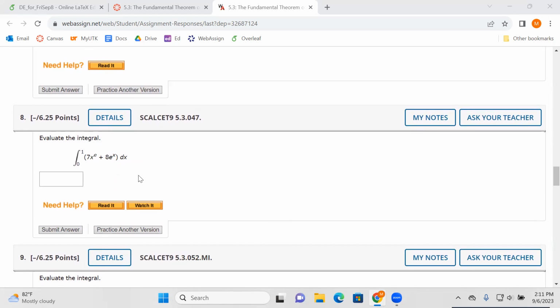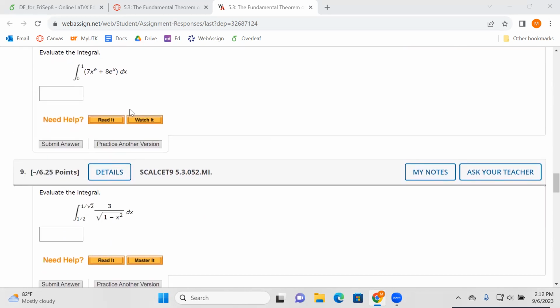Oh, this one is another one that's kind of mildly annoying. Remember, e is just a number, so this might as well just be x squared, although it's not x squared, it's x to the e. So increase the power by 1, put the reciprocal of that in front. So I think that first term becomes 7 over the quantity e plus 1, x to the e plus 1. And now the 8e to the x, this is the exponential function e to the x, whose derivative is itself, whose antiderivative is itself. And so the antiderivative of 8e to the x would just be 8e to the x. Evaluate at 1, evaluate at 0, subtract.